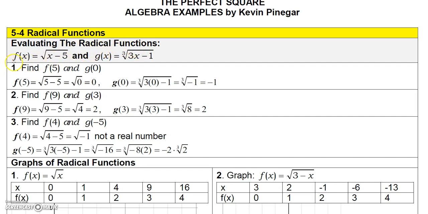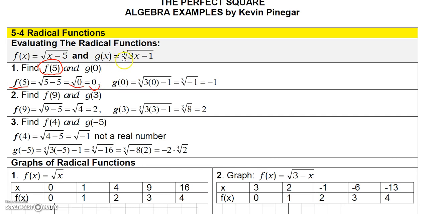This is function notation, f of x. It means that whatever I plug into x here, I'm actually going to plug it into this radical function here. So when it says evaluate this radical function f of x equals square root of x minus 5, if it says find f of 5, it just means that I go to the f function, which is this one, and I replace x with 5. So if I replace x with 5, that would be f of 5. I would get square root of 5 minus 5, which is the square root of 0, which is 0.